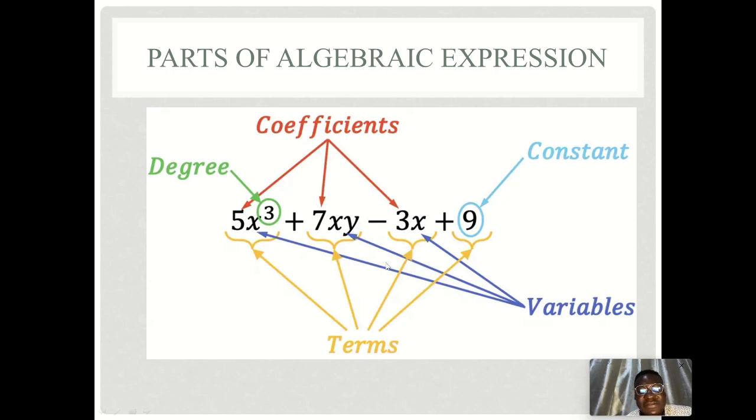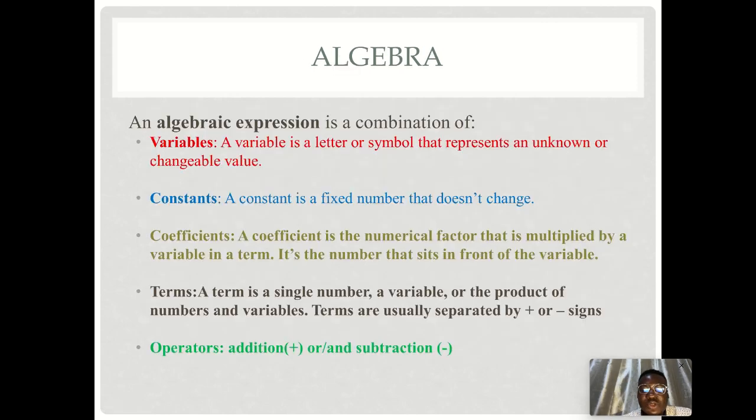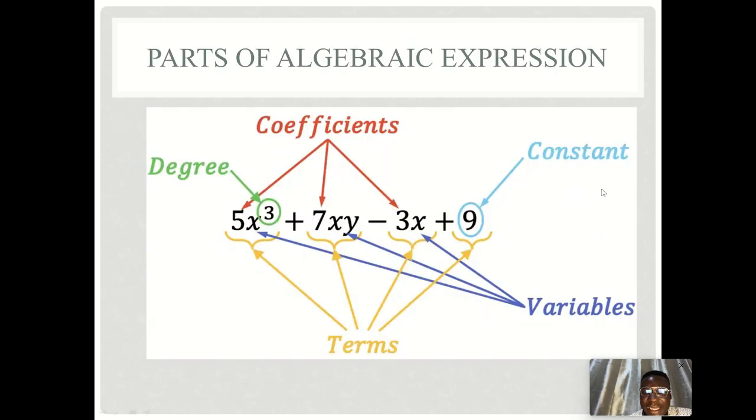Now, we also have the coefficients. We said the coefficients are the numbers that are always in front of the variables. So here you can see that the coefficients are 5, 7, and 3. Those are the coefficients that we have. Now, a constant is a number that stands alone. We said here that a constant is a fixed number that doesn't change. Its value is not changing. 9 here is the only constant number that we have.